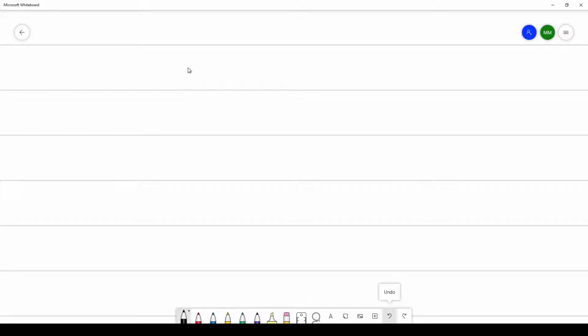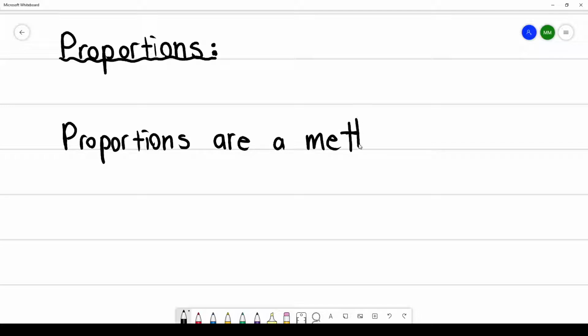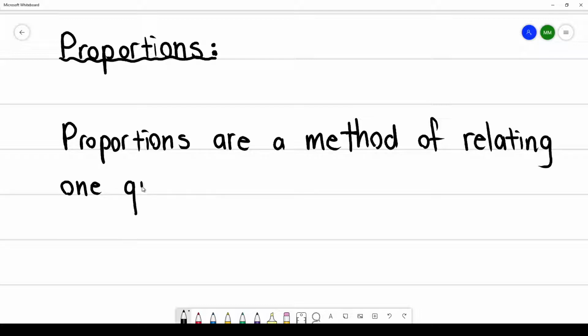Today, we're going to talk about proportions. Proportions are a method of relating one quantity to another.